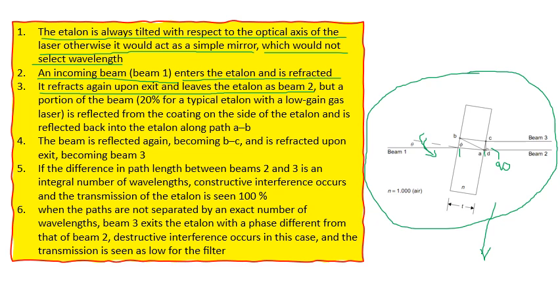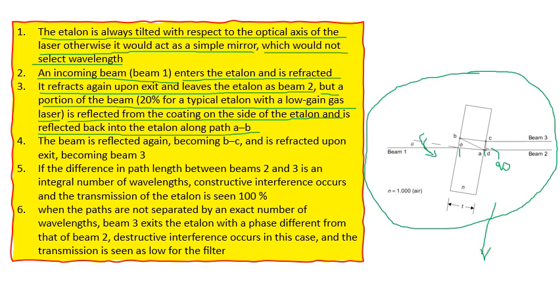Along with this one, a portion of this wave which is refracted from here is also reflected. As mentioned, a portion of the beam, 20% typically, is not 100% definitely, and not 50%. It depends on the coating. So for a typical etalon with a low gain, it's saying about the gas lasers. It depends on the laser to laser. So it is reflected from the coating on the side of the etalon. From here is reflected, and from here is refracted, and reflected back into the etalon along path AB.